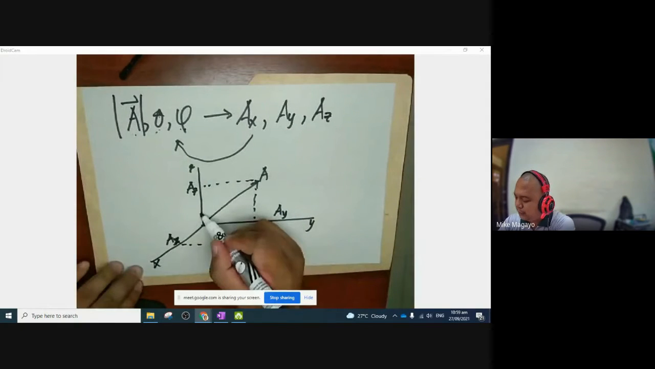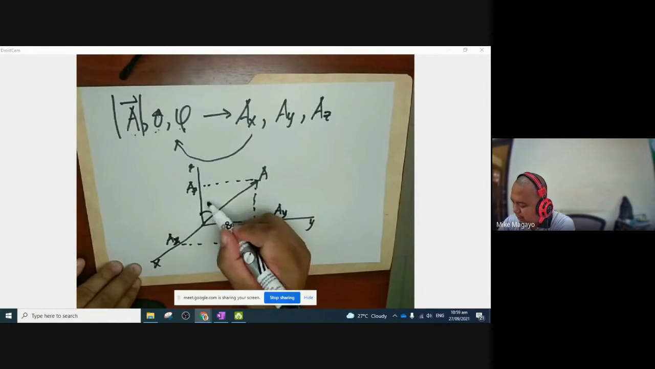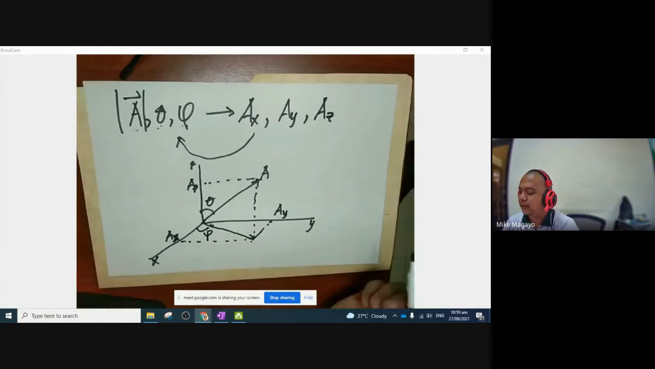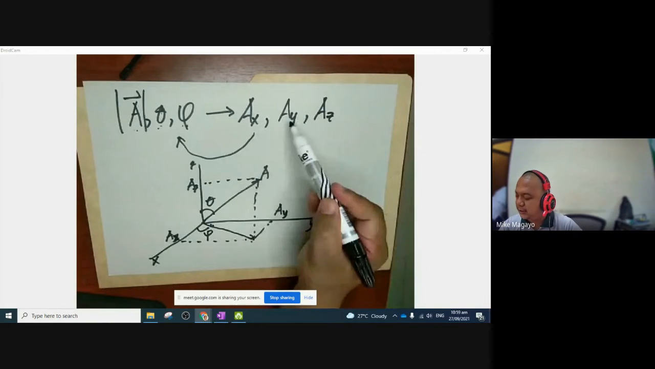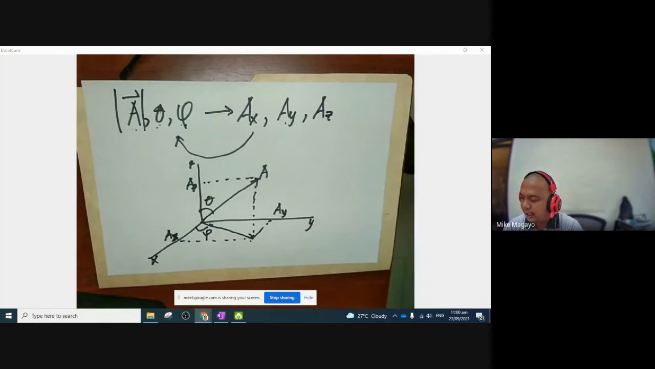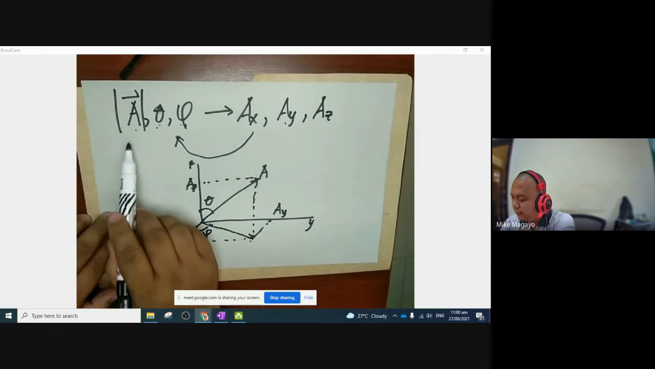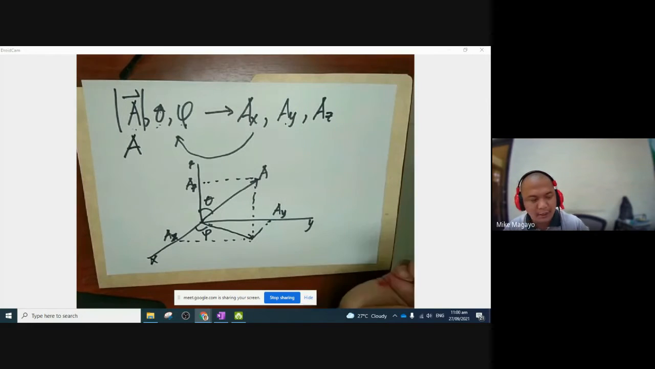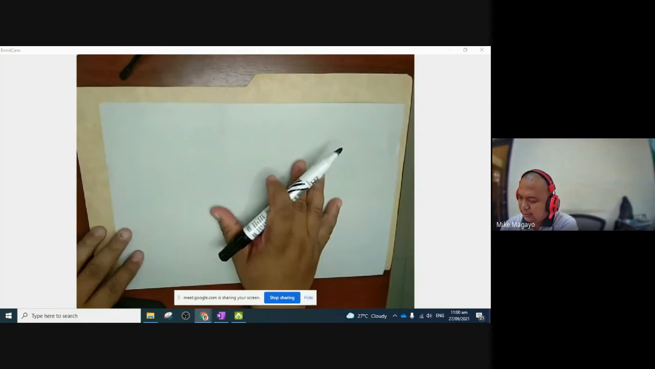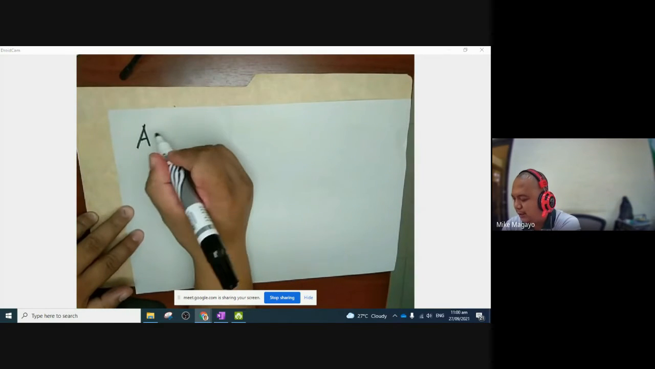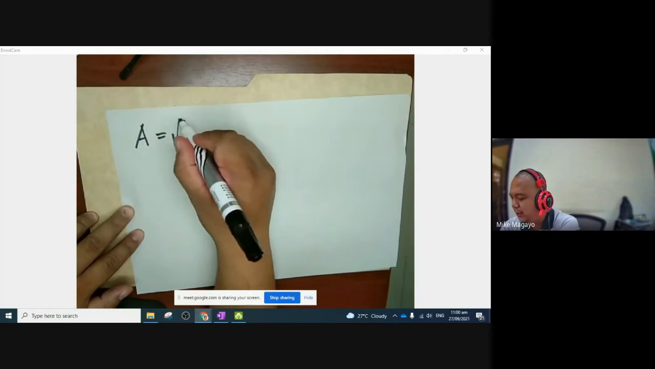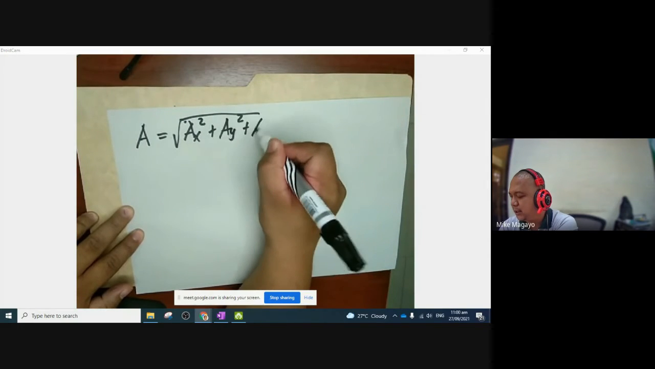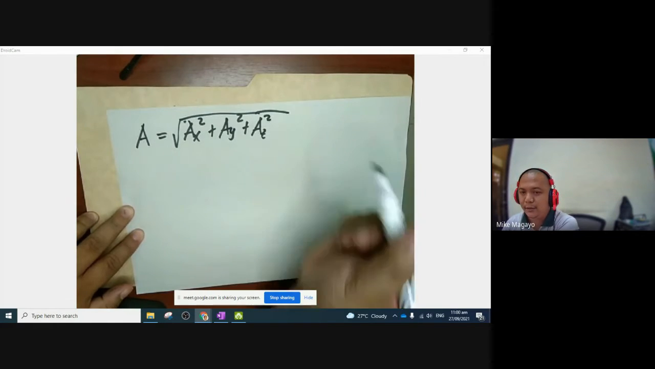How would we know the value of theta? How would we know the value of phi given the value of AX, AY, and AZ? And how would we know the value of the magnitude of A? So given the information AX, AY, AZ, how would we determine the angle? We know that earlier the magnitude is just given by the Pythagorean theorem, AX squared plus AY squared plus AZ squared. Okay, we know that.